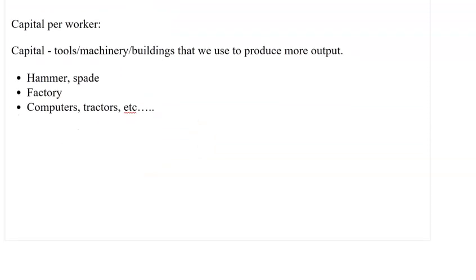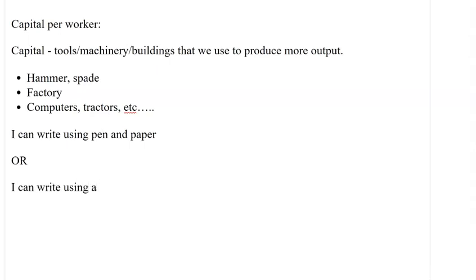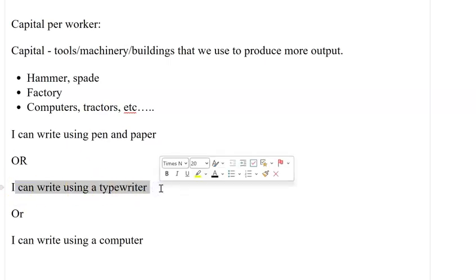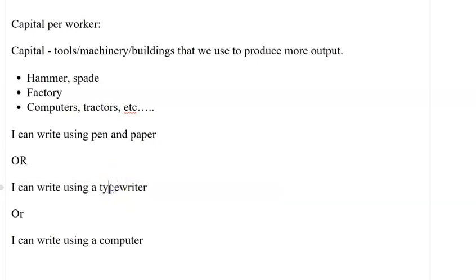Now imagine I am typing something, or I have to write something. I can write using pen and paper, or I can write using a typewriter, or I can write using a computer. So I can use 3 different methods for writing the same thing. If I write using pen and paper, I may be very slow, and if I make any errors, I may have to rewrite the whole thing. With a typewriter, I may be a little faster in typing, but if I make an error, I have to redo the whole thing again.